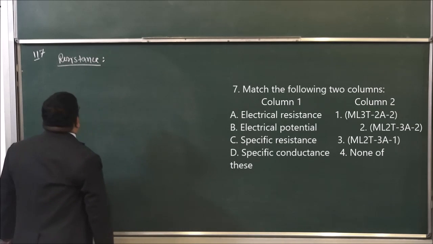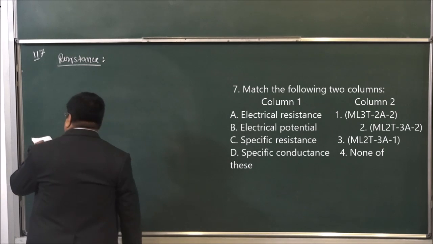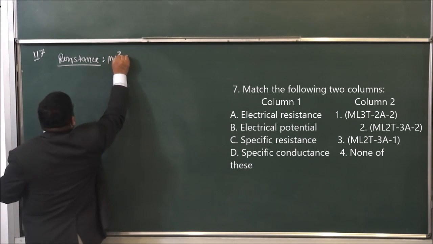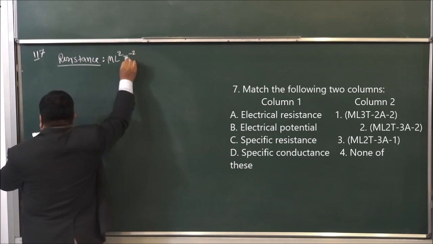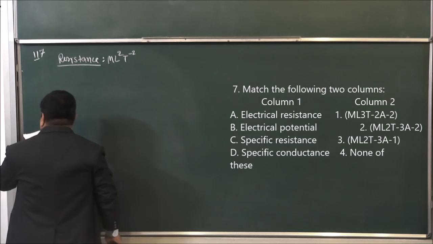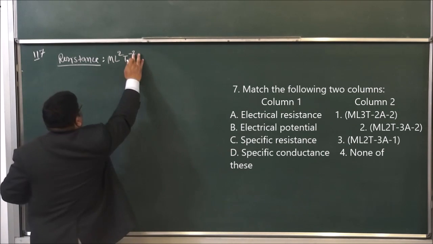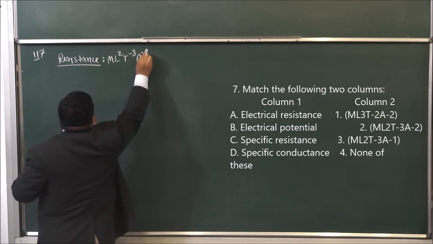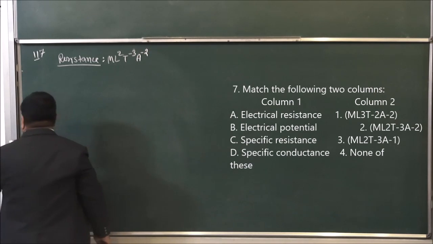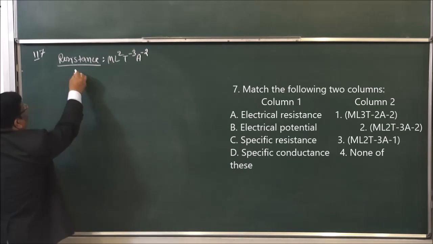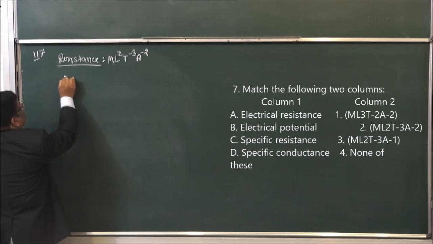Anyway, if you remember the dimensions of resistance, these dimensions are ML^2 T^-3 A^-2. These are the dimensions of resistance. If you remember, it's fine. Otherwise, you can make it from the resistance formula V upon I.